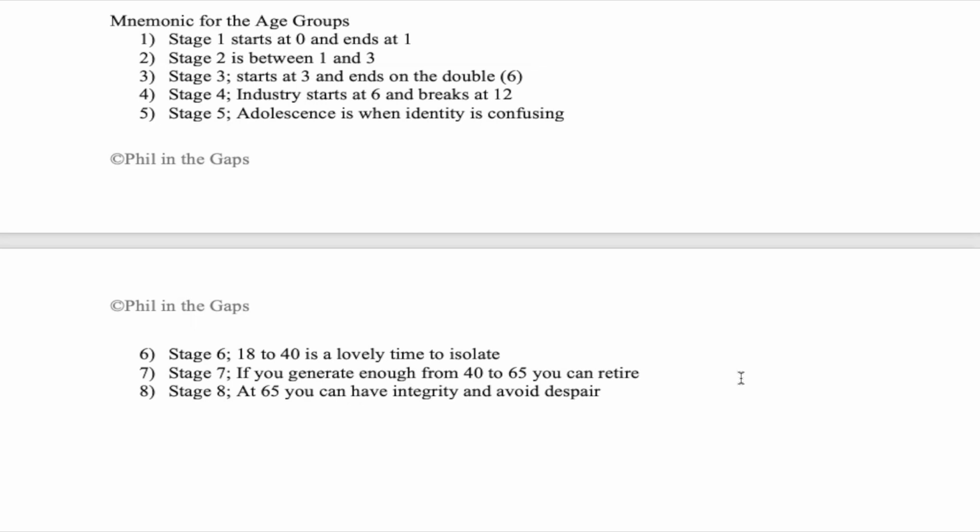Stage 7, if you generate enough from 40 to 65, you can retire. Why? Generativity versus stagnation is from 40 to 65 years old. Stage 8, at 65, you can have integrity and avoid despair. Why? Integrity versus despair is 65 years or older.